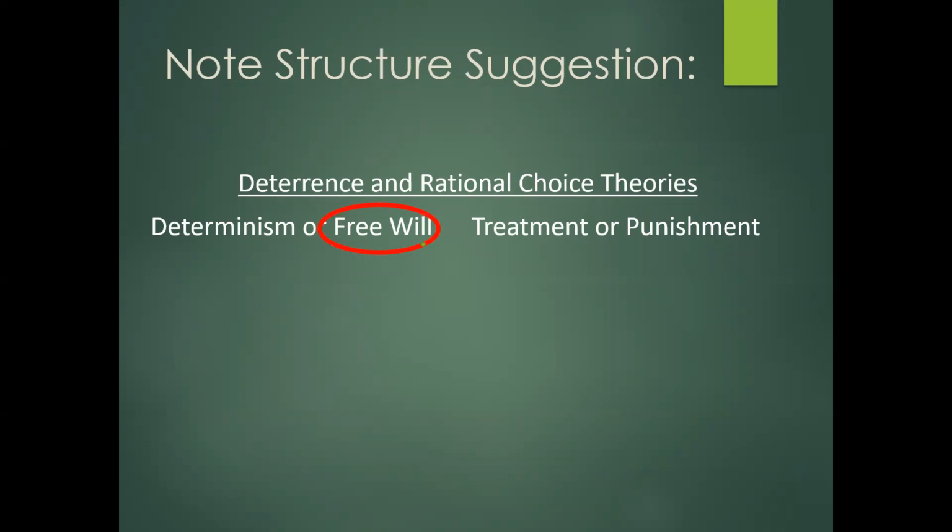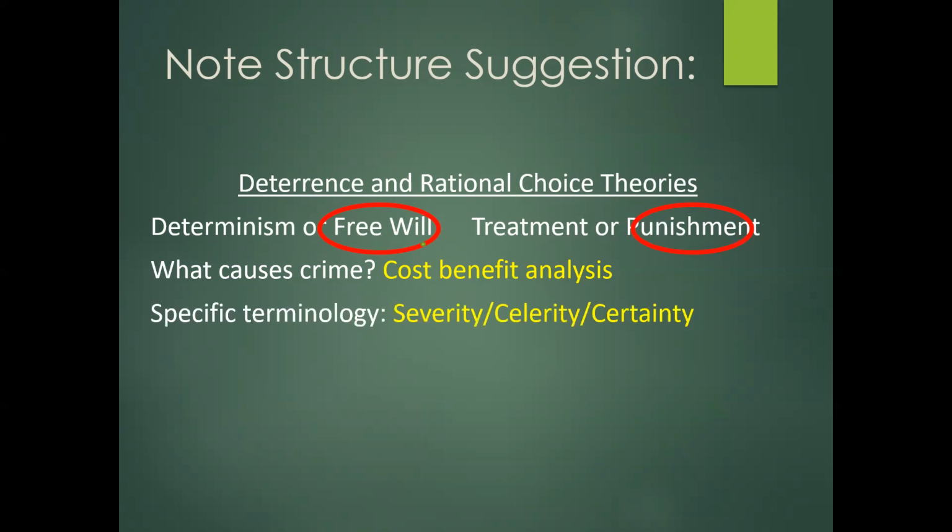So is this focused on treatment or is this focused on punishment? Punishment, right? We want to increase the punishment so that we can make sure that people don't want to commit crimes. Though we know that it's not about the severity, it's about the certainty of the punishment. So why do people commit crimes? Well, it's a cost benefit analysis. This cost benefit analysis here is saying that it's worth it to commit crime.